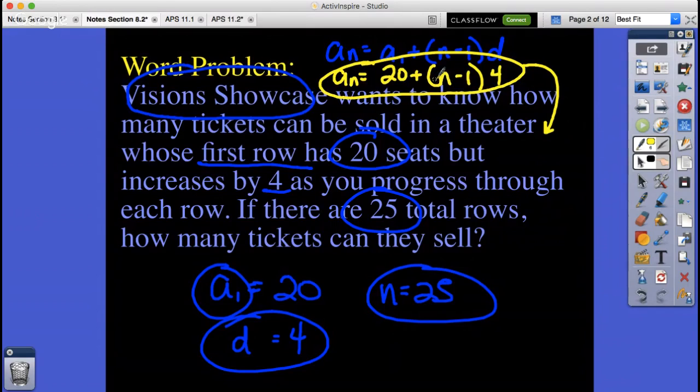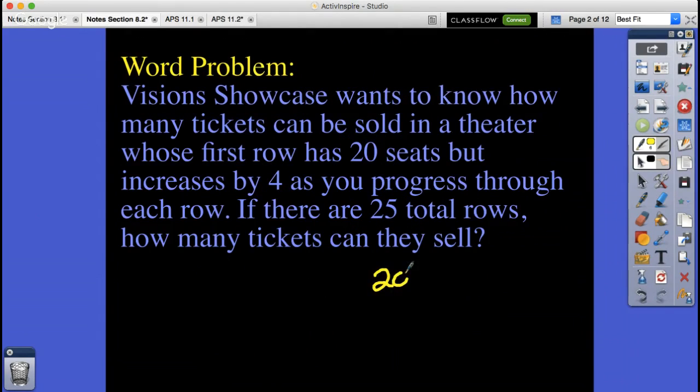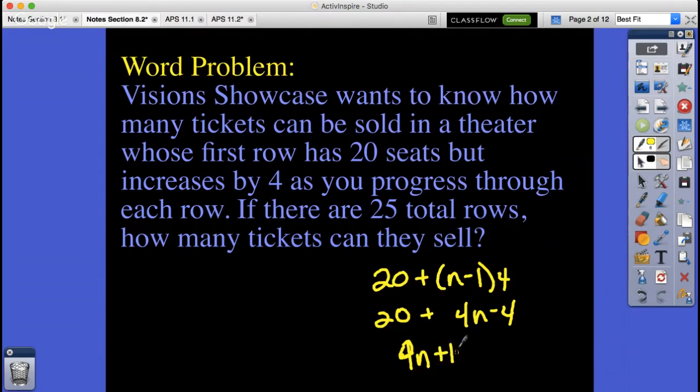So, and then actually, technically, we should be able to multiply this by 4 on each side to get the following. You would be able to get, and I'll erase this here, 20 plus n minus 1 times 4. But I could multiply 4 across to get 4n minus 4. 20 plus this to get 4n, and then plus 16, and this equals a sub n.